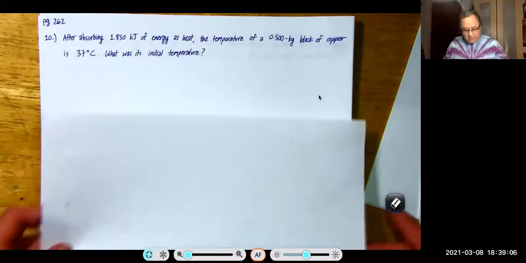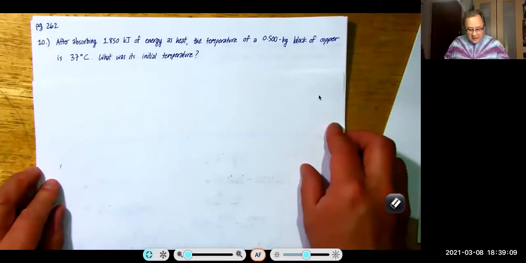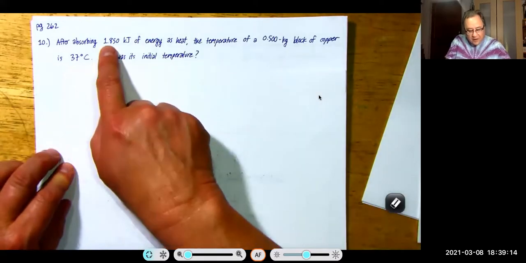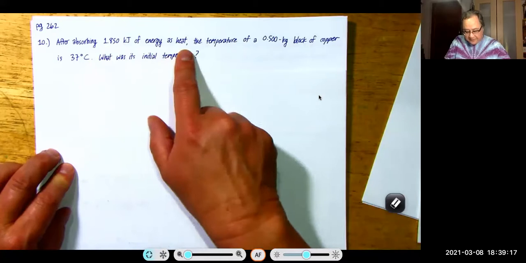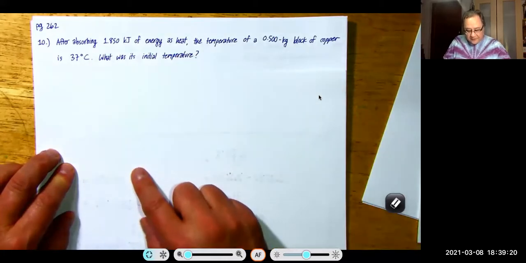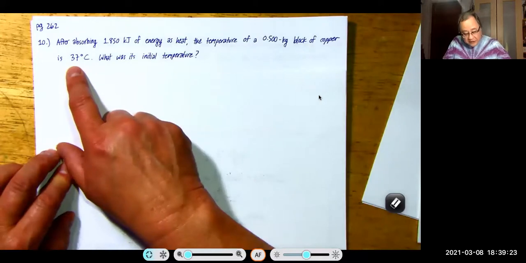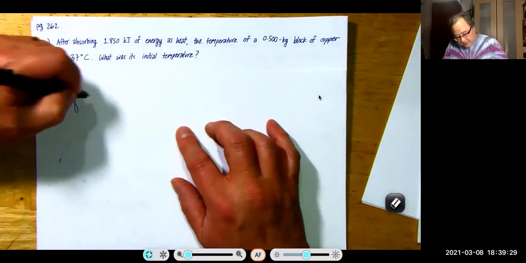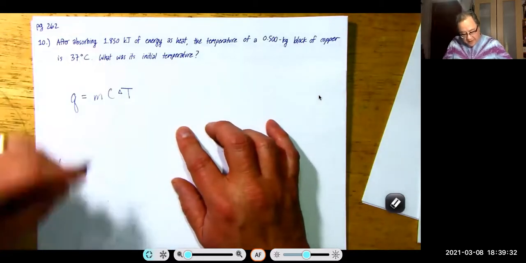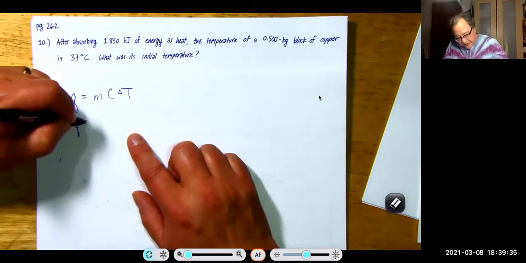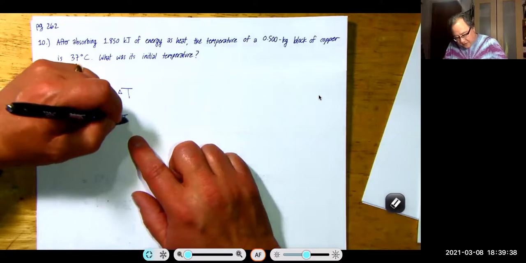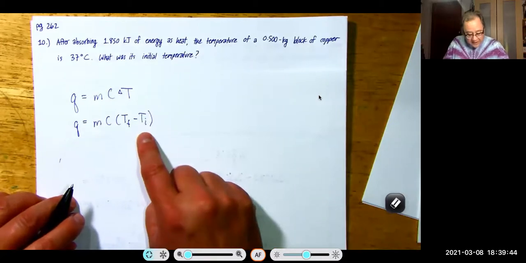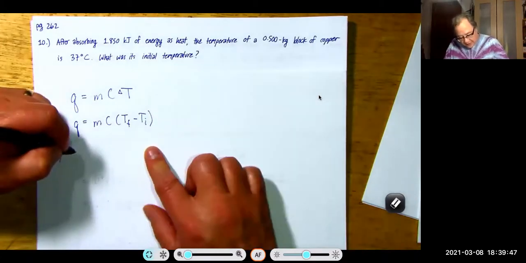So here we have that a copper block is absorbing 1.85 kilojoules of energy as heat. The temperature is 37. What was the initial temperature? So this is another specific heat capacity problem. Q is equal to MCΔT. Now here we want to expand this and say Q is equal to MC (T final minus T initial). And if we want the initial temperature, we want this on one side and everything else on the other. So it's going to look like this.